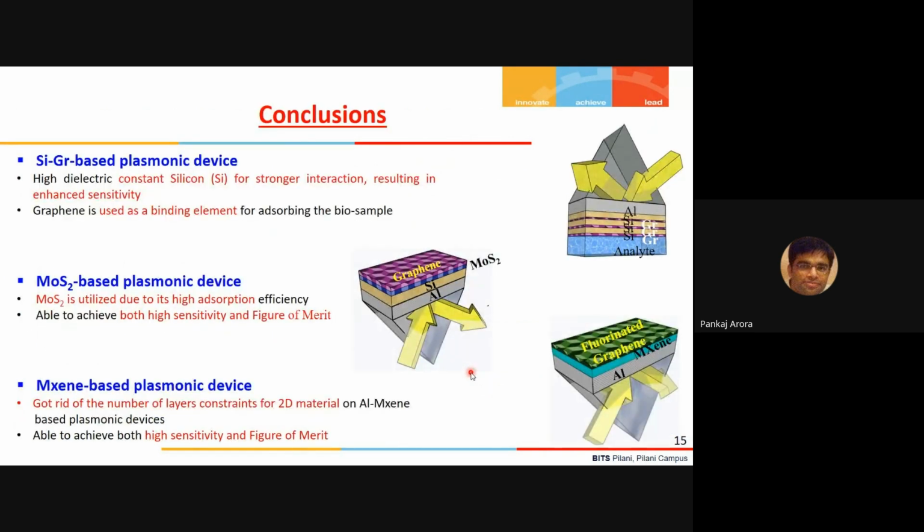So with this, I would like to conclude my talk. The first one, we proposed a silicon graphene stack-based device, which helped me to increase the sensitivity because silicon is a high dielectric constant material. The second one, the MoS2-based device, higher absorption efficiency, lesser imaginary part of the refractive index, helped me to narrow down the line width and increase the FOM. And the last one, the magazine heterostructure with fluorinated graphene, helped me so that I don't need any stringent control of the number of layers of 2D nanomaterial deposited.